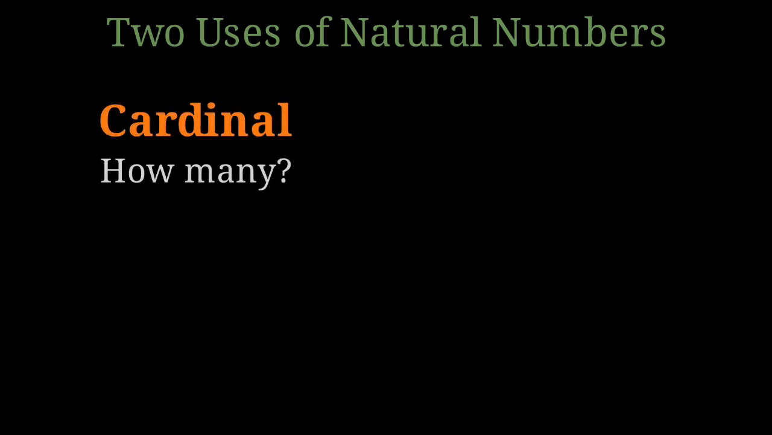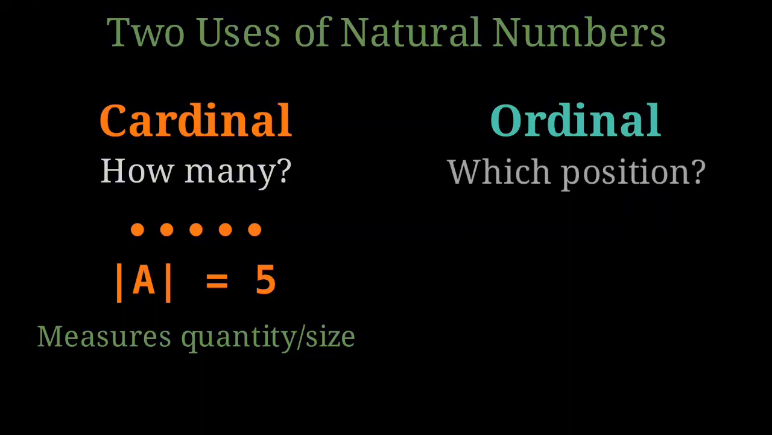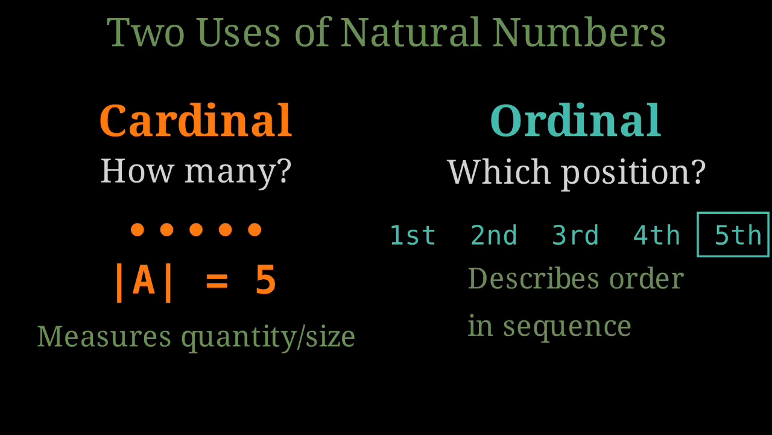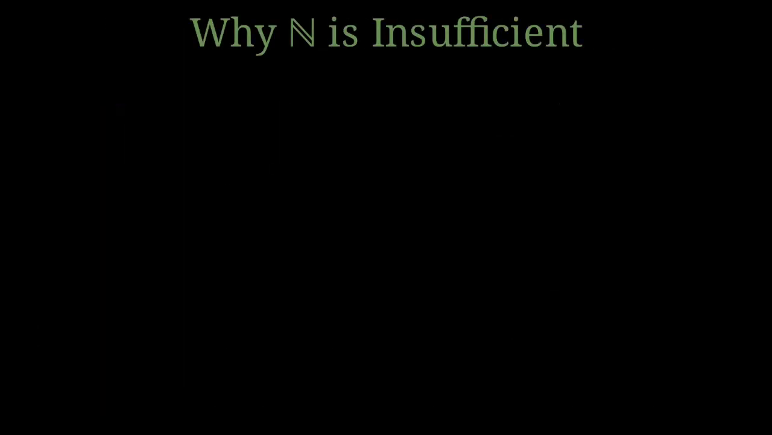Natural numbers serve two distinct purposes, cardinality and ordinality. Cardinal use case answers the question how many. The absolute value of set A equals 5. This measures quantity or size. Ordinal use case answers the question which position. We describe positions as first, second, third, fourth, fifth. This describes order in a sequence. Same numbers, different contexts. When you see a natural number, the context tells you whether it's measuring quantity or describing position.